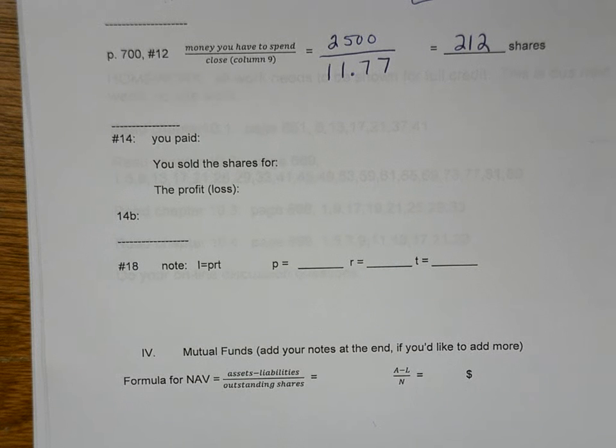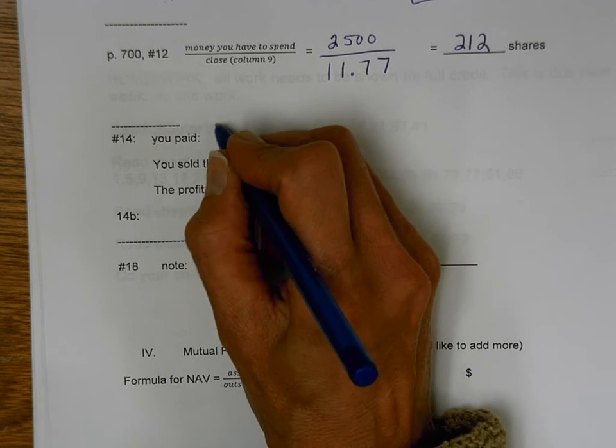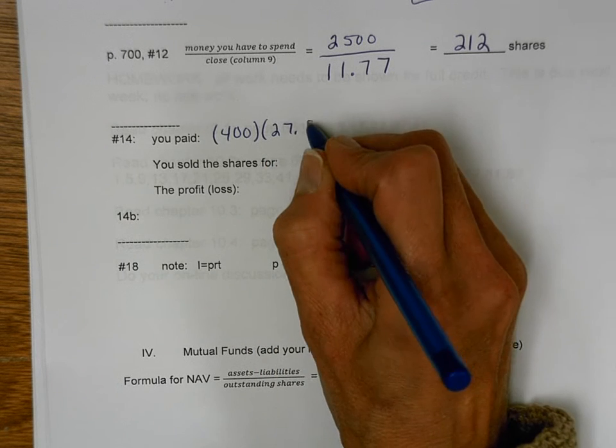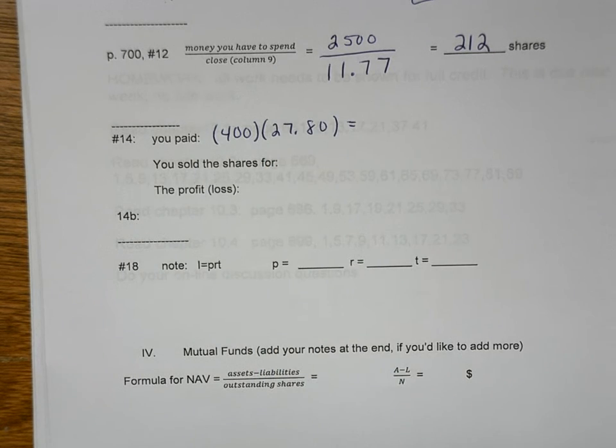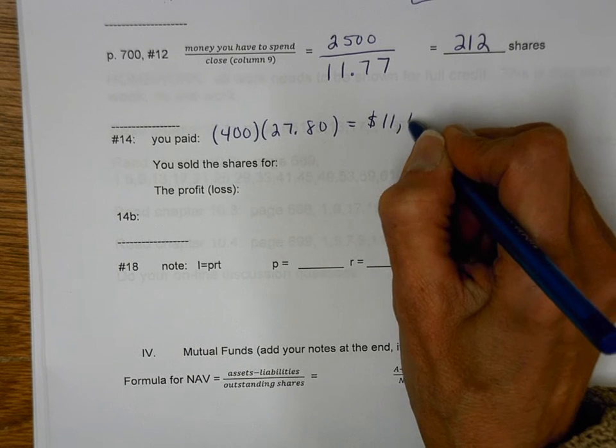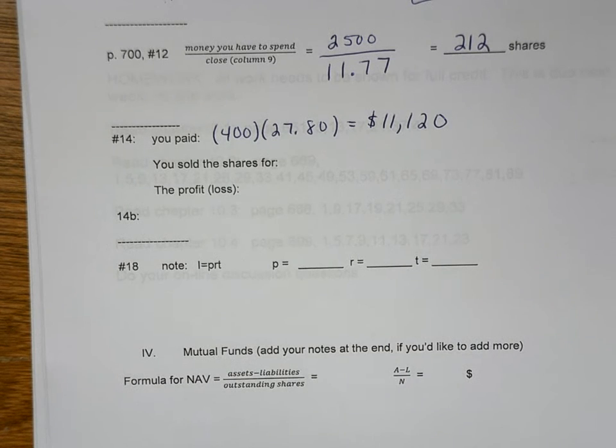All right, what do we know? Well, we know this guy, he owned 400 shares, and he paid $27.80 for them, for each one. So let's multiply those. So after he bought those 400 shares, he just spent $11,120. Okay? All right, now we have to look at column 9 because that'll tell us how much they're worth now. So let's look at column 9. All right, see where it says close?